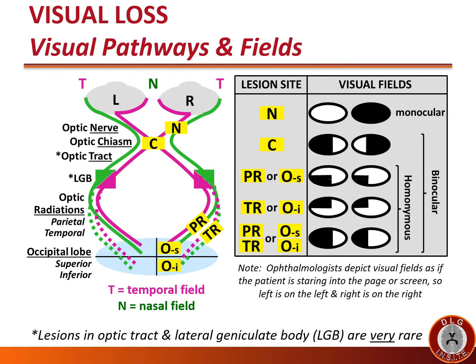If I involve both the parietal and temporal radiations together on the right, you'll get a left homonymous hemianopsia. If I involve the occipital lobe, both upper, superior, and inferior part of it, you'll get a left homonymous hemianopsia. Notice that we've not talked much about the optic tract or the lateral geniculate body. That's because lesions there are exceedingly rare, and a non-neuro-ophthalmologist should not worry about those areas at all.